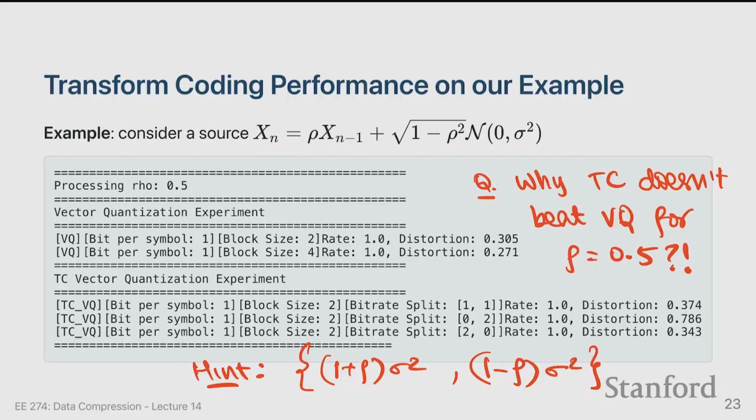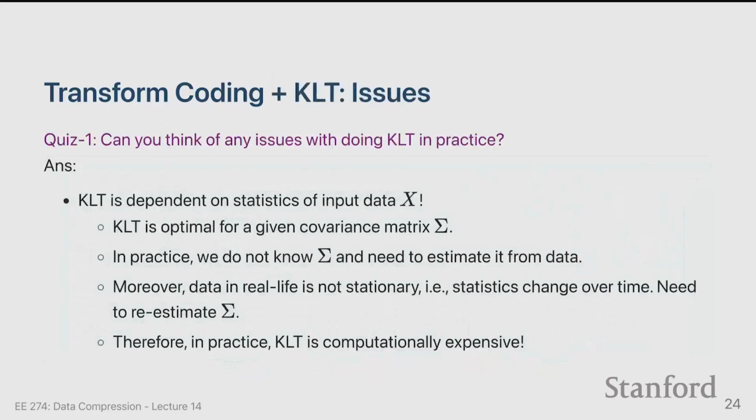So I hope this example gave you a better idea of what's really happening with transform coding. But now let's get into the practical aspect of it. Nobody actually uses KLT in practice, even though we did all this. We talked about it a little bit, but now I hope working through this example gave you a better intuition why we don't do it. Your KLT is basically dependent on the statistics of the input, right?